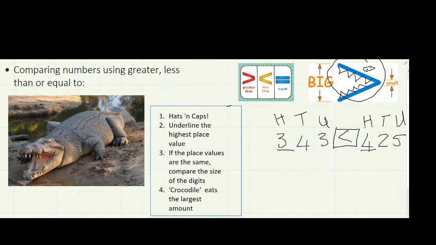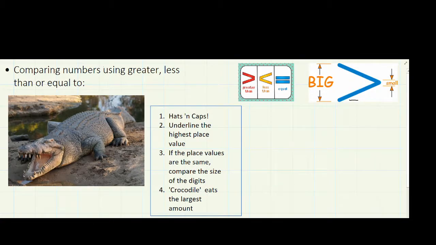You would rather eat 425 wildebeest than 343, wouldn't you? Well, I said earlier that hats and caps is important. In the last question, the hats and caps wasn't that important because the two amounts had the same amount of place value. But what if we get something like this?